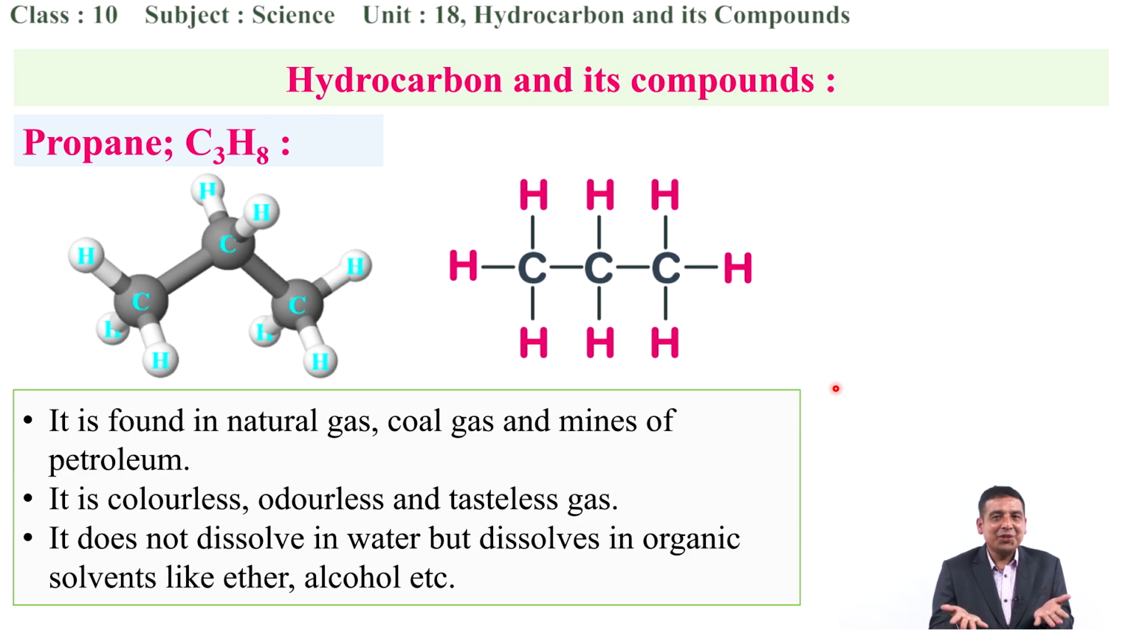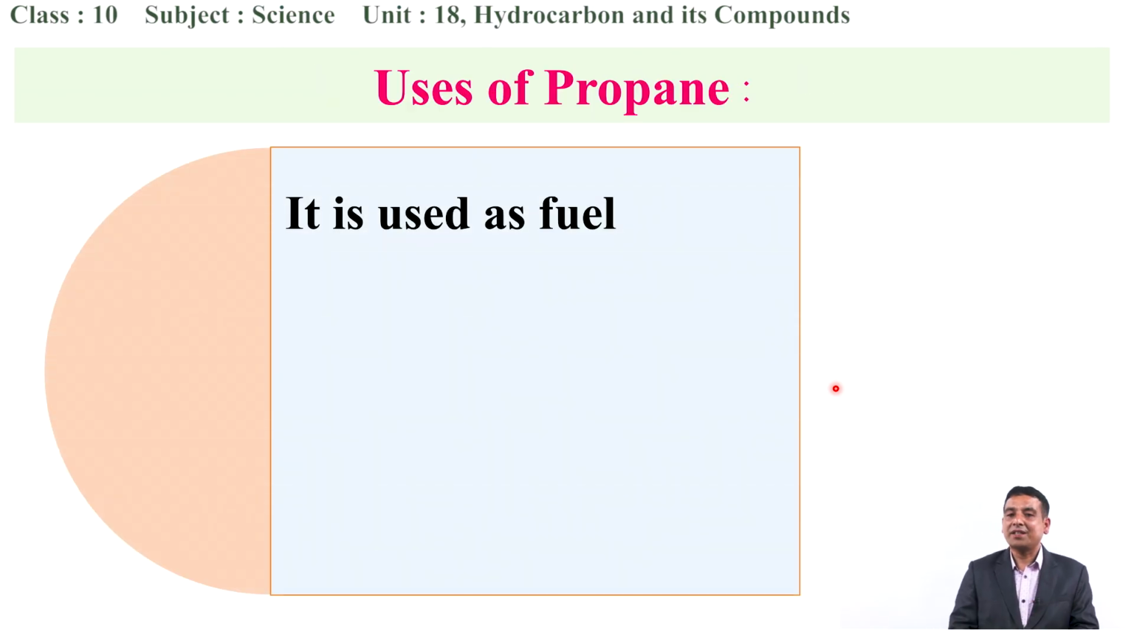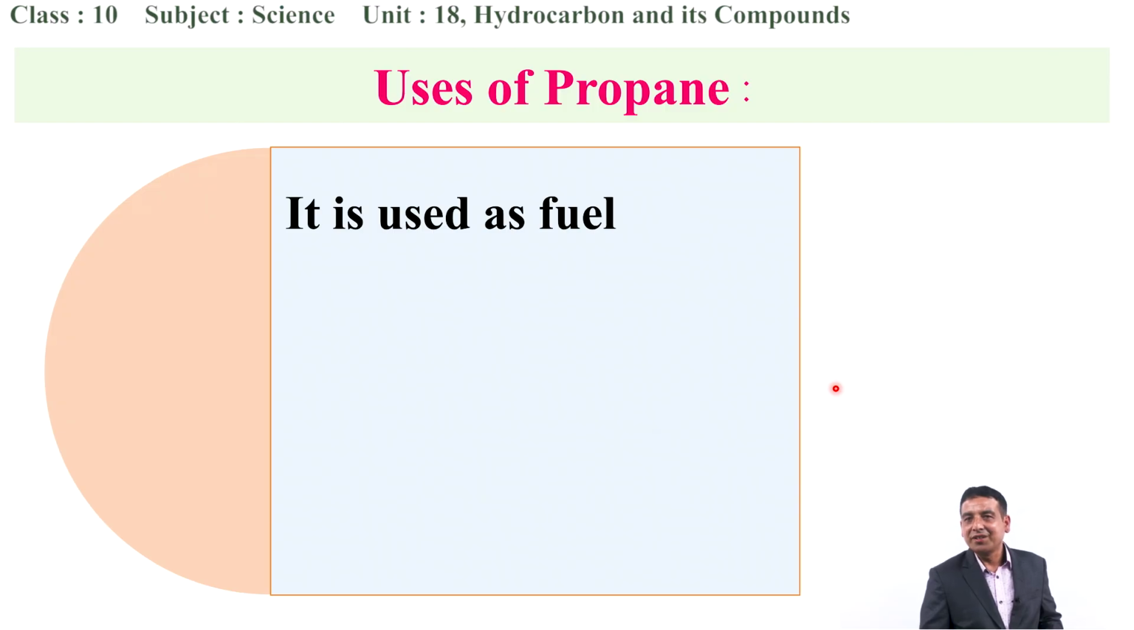Can you just remind me of the uses of methane as well as ethane? More or less the uses of propane are also similar, because they are the first few members of the alkanes, so they have similar properties. The first one is, it is used as fuel. Methane as well as ethane were used as fuel, and propane is also used as a fuel. Fuel means burning it in internal combustion engines, as well as other engines, can be run through propane.